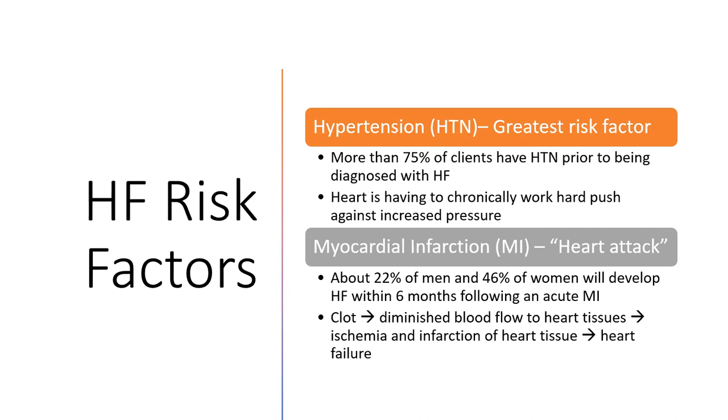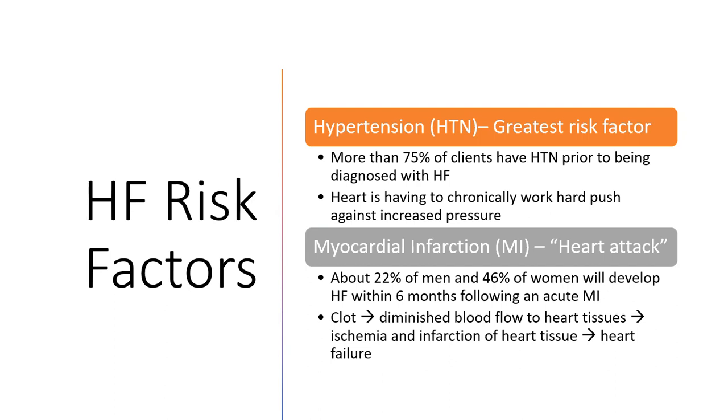Two of the bigger risk factors are hypertension, which is the greatest risk factor, and myocardial infarction or a heart attack. So with hypertension, more than 75% of patients have hypertension prior to being diagnosed with heart failure. So what's happening with this hypertension is you've got that increased pressure. So the heart is chronically working hard to push against it. So then we get those weakened ventricles. And then eventually this leads into that poor perfusion, poor cardiac output.